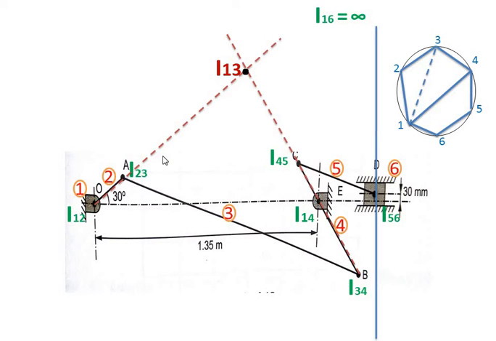Now second, say I have to locate I15. With a similar procedure, we have to search for two triangles for which 1, 5 is a common side. Say 1, 6, 5 is one triangle and 1, 4, 5 is another triangle for which 1, 5 is a common side. So we will write for 1, 5: 1, 6, 5, 6.